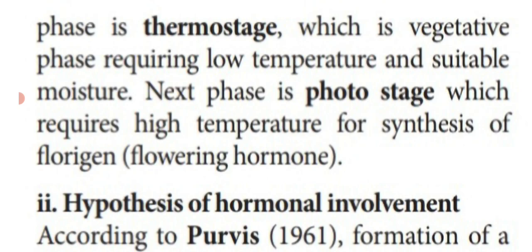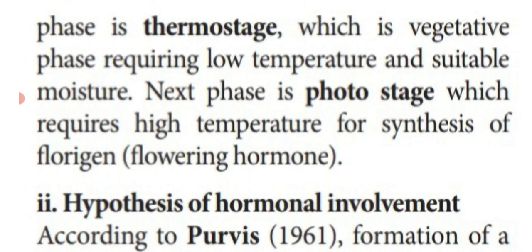Moisture means ஈரப்பதம். The second phase is photostage, which requires high temperature for synthesis of florigen, a floral hormone. It's a very important 1 mark question. The hormone produced in the plant is known as florigen. This florigen only induces flowering. That means flowers are produced with the help of a hormone secreted inside the plant, known as florigen. The name itself has the answer, florigen.